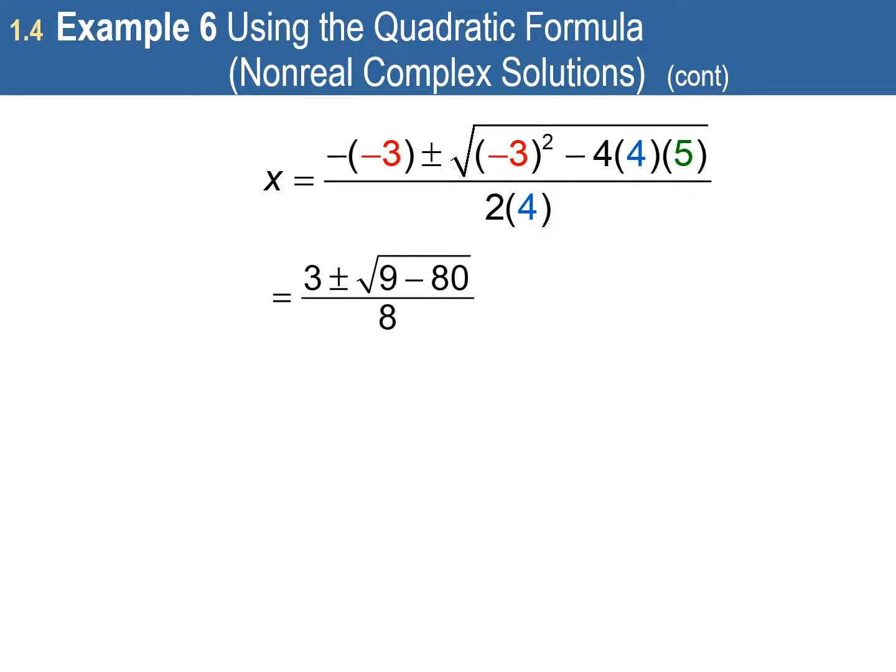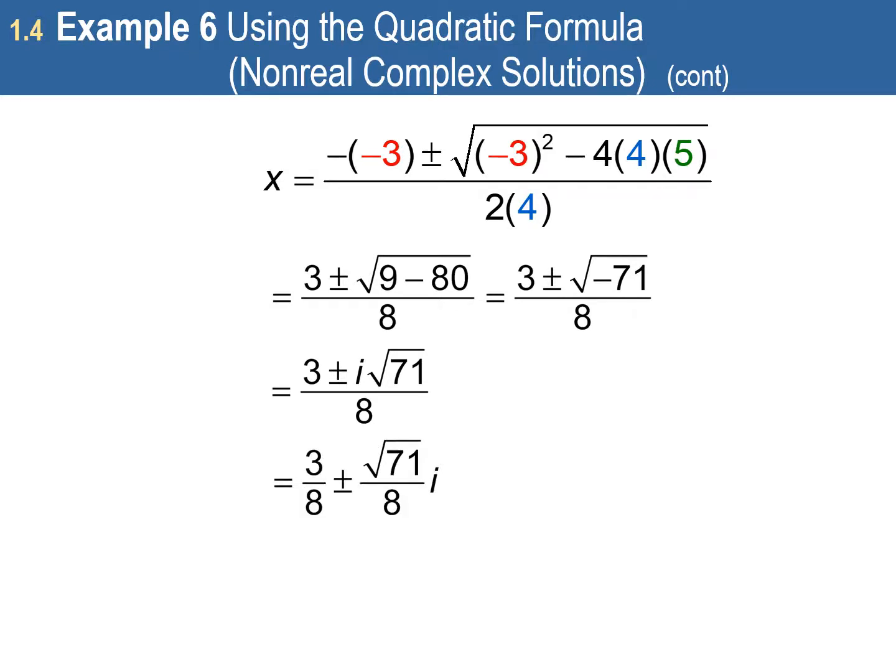Do your algebra. And only once you get negative times negative 3 do I want you to put the positive there. Again, I need to see that step. Negative 3 squared is, of course, positive 9, and this is minus 80, divided by 8. So this becomes 3 plus or minus the square root of negative 71, divided by 8. So I need to rewrite this as a complex number. And so my solution set is 3/8 plus or minus the square root of 71/8 i.